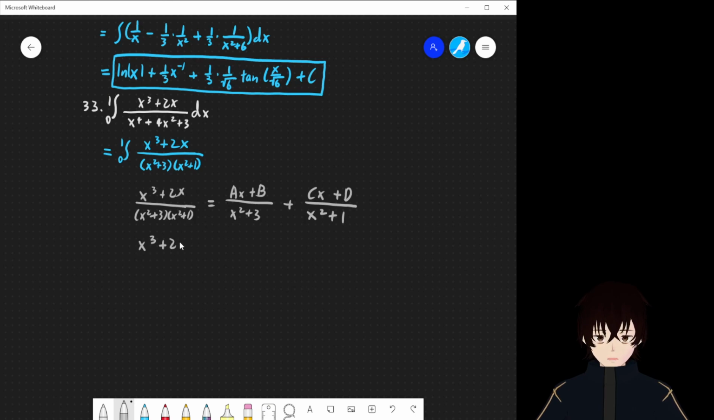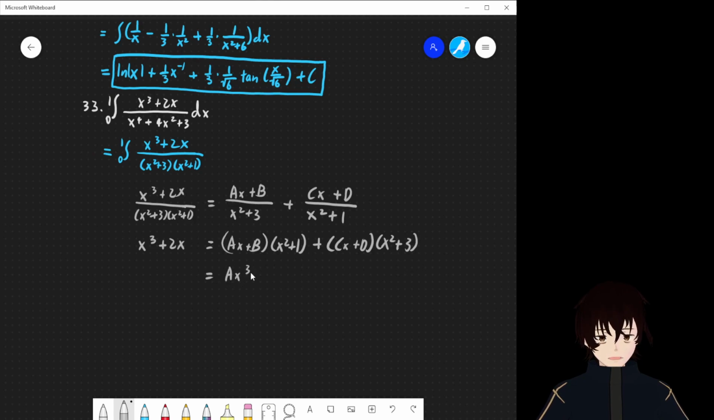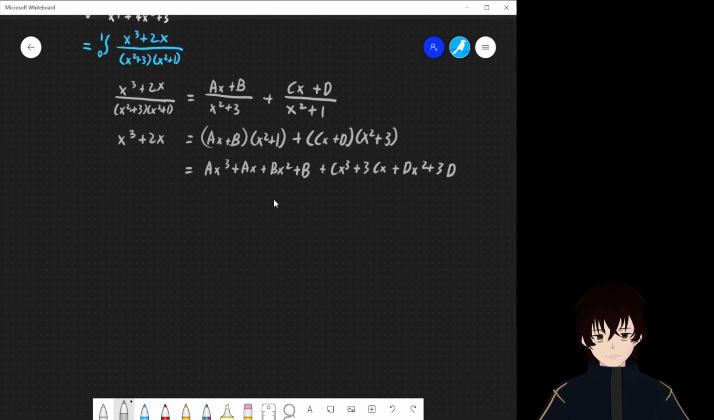So x cubed plus 2x is equal to ax plus b times x squared plus 1 plus cx plus d times x squared plus 3, which is equal to ax cubed plus ax plus bx squared plus b plus cx cubed plus 3cx plus dx squared plus 3d. Ow.